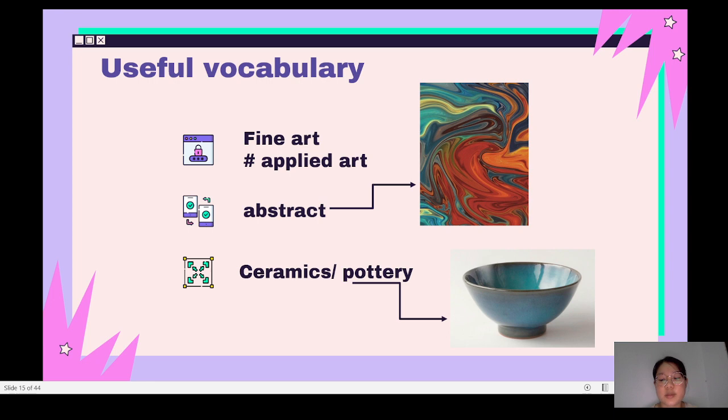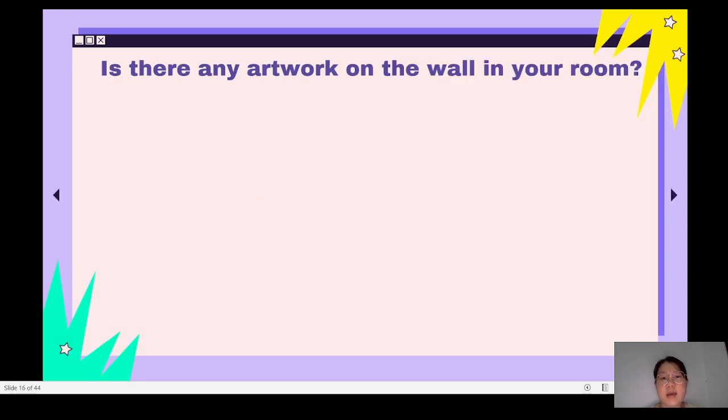Okay, we move to the new question. Is there any artwork on the wall in your room? And again, I will give you 1 minute so that you can think of your answer and then you should speak it loudly in front of your mirror. Alright, time is out. Here is my sample for this question.